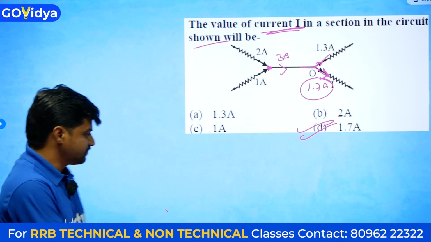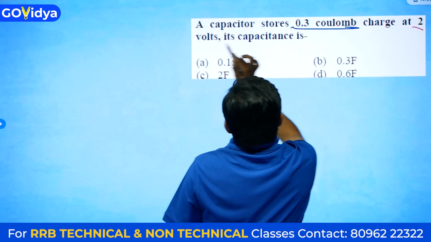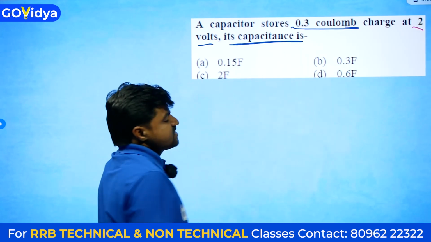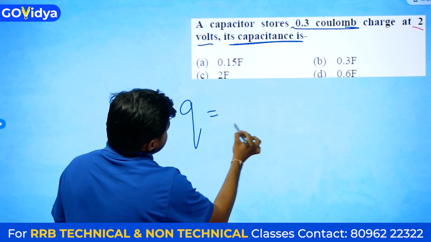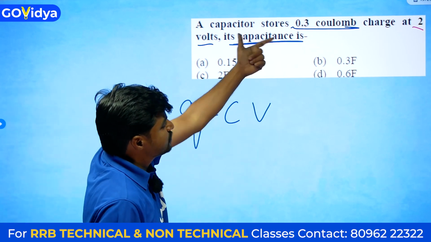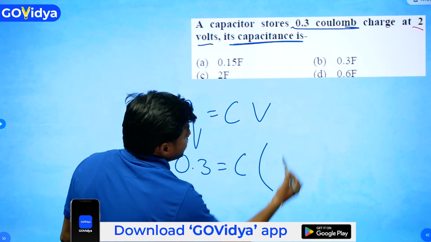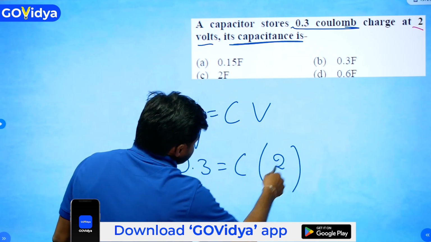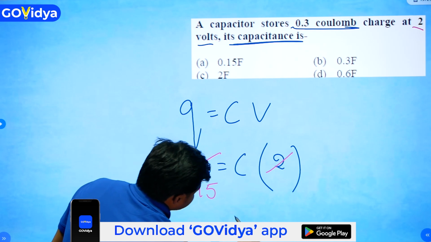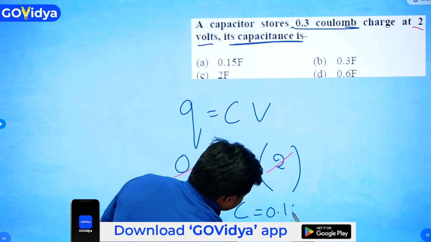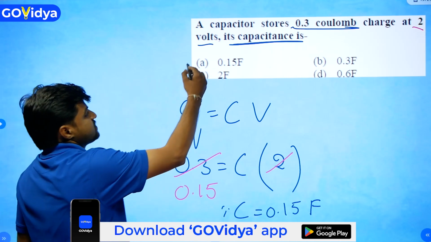Okay, next question. A capacitor stores 0.3 coulombs of charge at 2 volts. Its capacitance will be, okay, we know that Q is equal to CV. What is the value of Q? Q is equal to 0.3 given. C we have to find. Voltage, what is voltage? 2 volts. Okay, C is equal to 0.15 farad. Okay, from the options, option A is the correct answer.